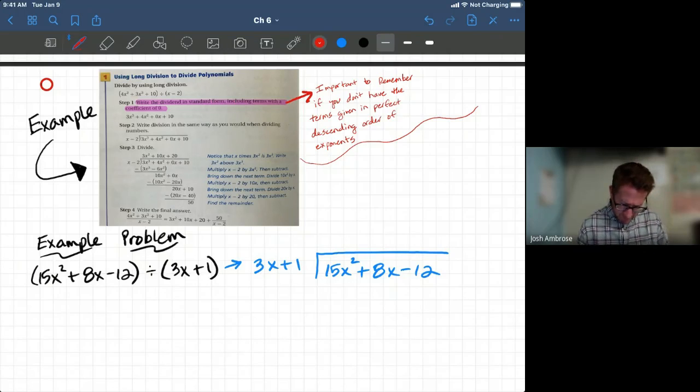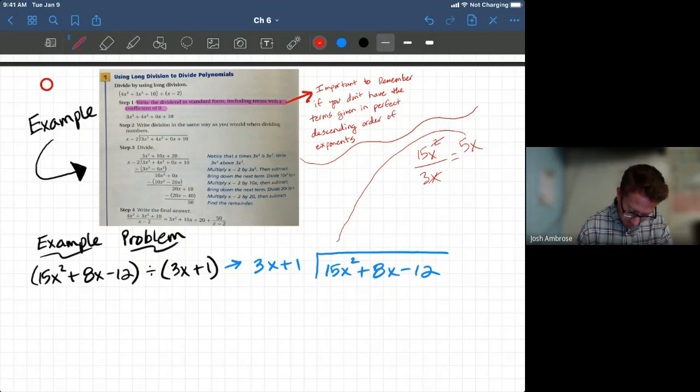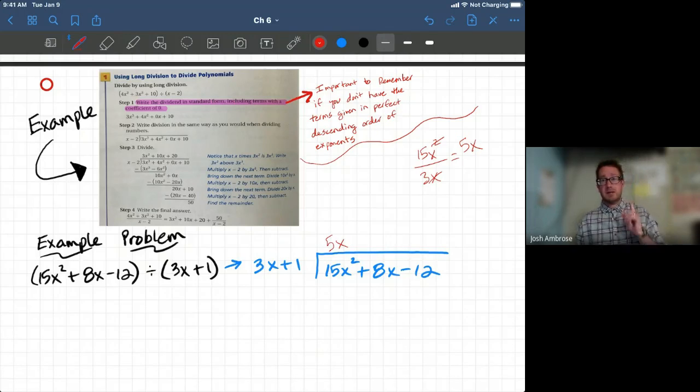All right, so what we're going to do first is take the first term under, which is the 15x squared, and divide it by the first term that's outside. That's step 1. And what we get here is 15 over 3, which is 5. And then the x's, we reduce those, drop down to just 5x. This is going to be the first part of our answer. So we're going to be putting a 5x right there. So that's step 1 for long division.